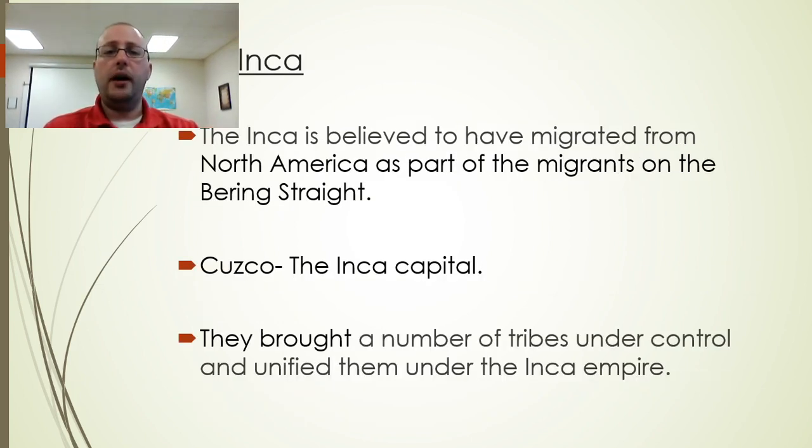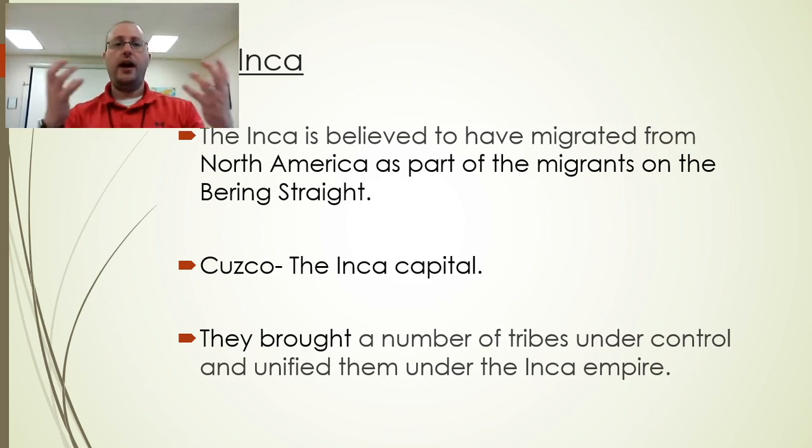The Incas believed to have migrated from North America on the Bering Strait, as I just mentioned, and formed the capital of Cusco, which is the Indian capital. They brought a number of tribes under control and unified them under the Incan Empire. So there's a bunch of different warring areas during this time. And so they're fighting over control, but were brought unified together to form what will become the Inca Empire. An empire is usually a large area of land that has a bunch of group of people under it that are all under one control.